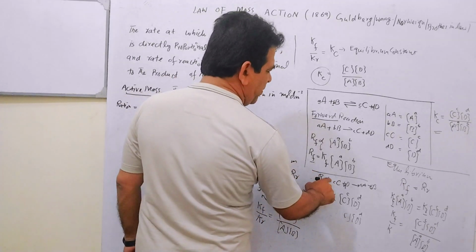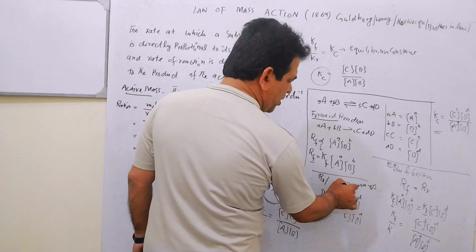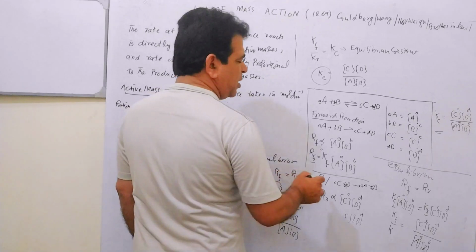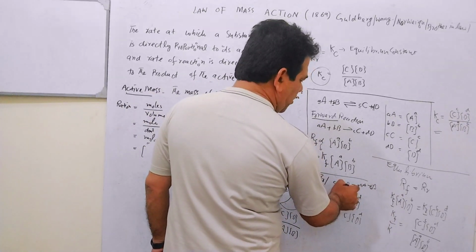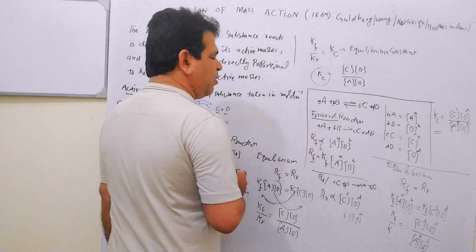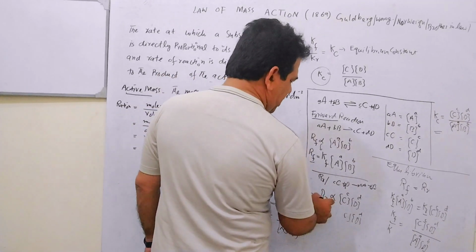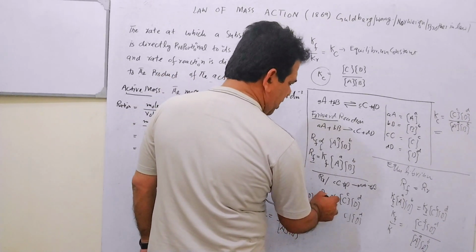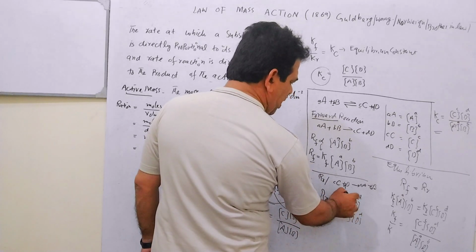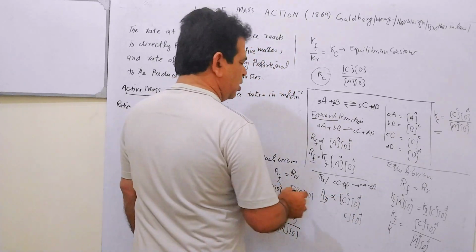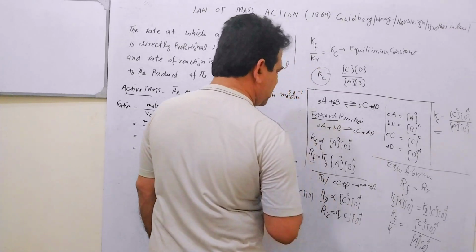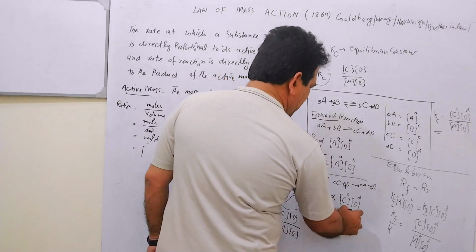The rate of reverse reaction similarly can be written as C reacts with D to form A and B. Here capital C will have a small c as a coefficient and capital D will have a small d as a coefficient, and capital A will have a small a as a coefficient and capital B will have a small b as a coefficient. The rate of reverse reaction is directly proportional to C into D raised to their powers small c and small d. Now the rate of reverse reaction will be equal to Kr, that is the reverse reaction constant, into C^c into D^d.